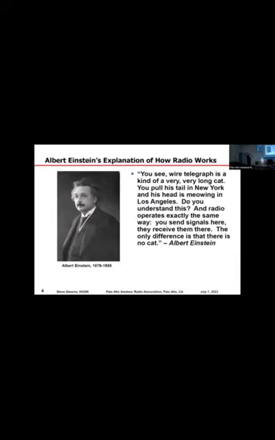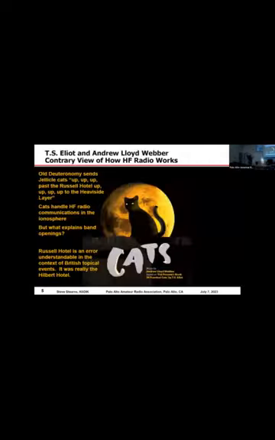Albert Einstein was asked, how does radio work? And Einstein answered, you see, wire telegraph is a kind of very, very, very long cat. You pull his tail in New York, and his head is meowing in Los Angeles. Do you understand this? Okay. And radio operates exactly the same way. You send signals here, they receive them there. The only difference is there is no cat. Next slide. However, cats are connected to radio in interesting ways that we shall see.